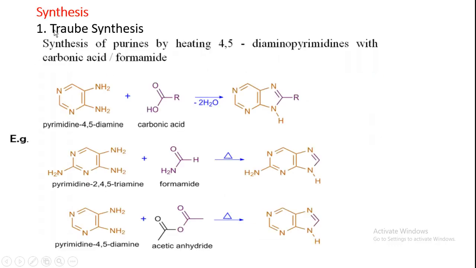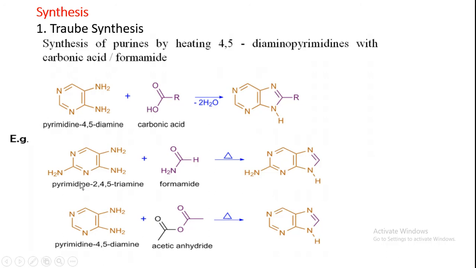The next topic is synthesis. Traube synthesis of purines is by heating 4,5-diaminopyrimidine with carboxylic acid or formamide. So here you see pyrimidine 4,5-diamine, with carboxylic acid, RCOOH. Two molecules of water will come out, so ultimately we are getting this substituted purine compound.